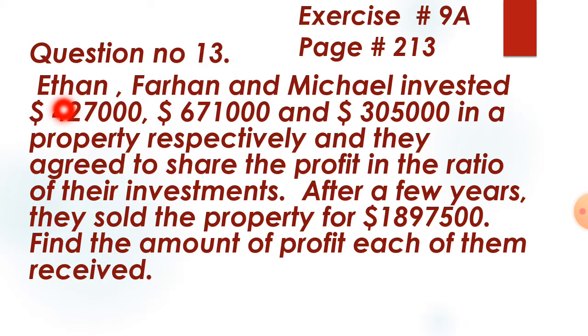Question 13 is there. Farhan, Ethan and Michael invested $4,27,000, $6,71,000 and $3,05,000 in the property respectively, and they agreed to share the profit in the ratio of their investment. After a few years, they sold the property for $18,97,500. Find the amount of the profit each of them received.